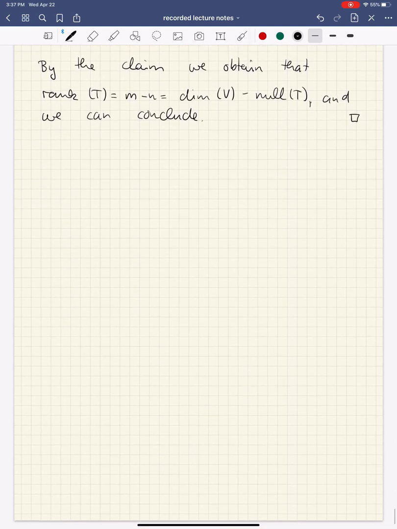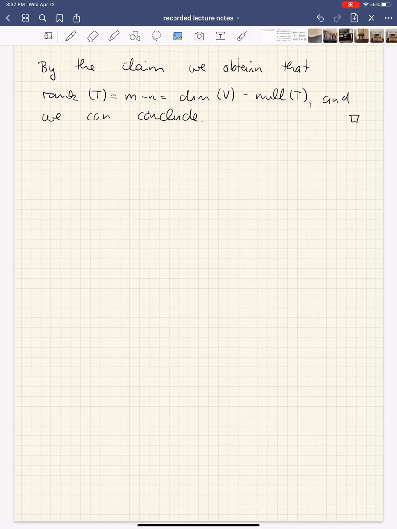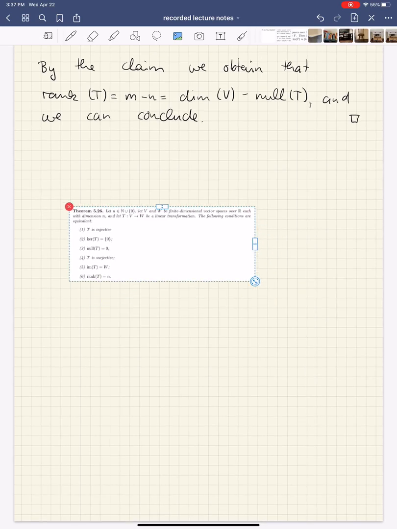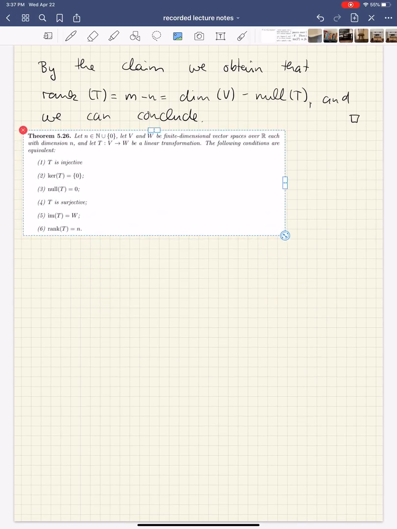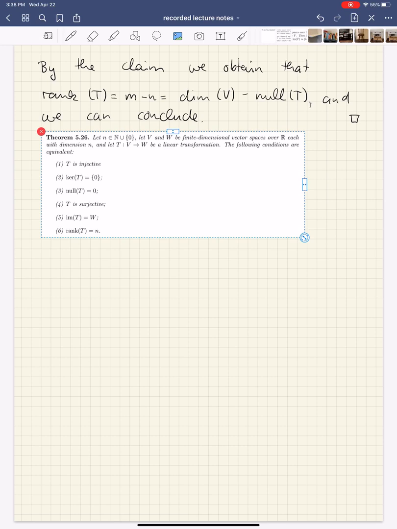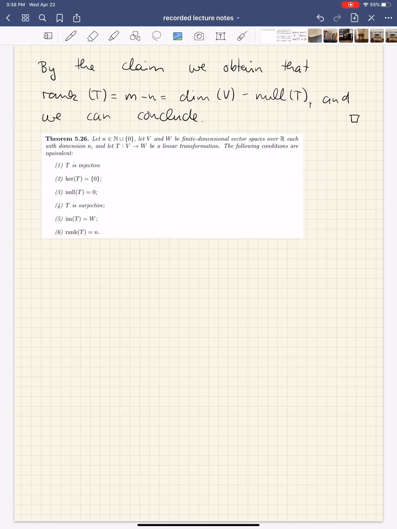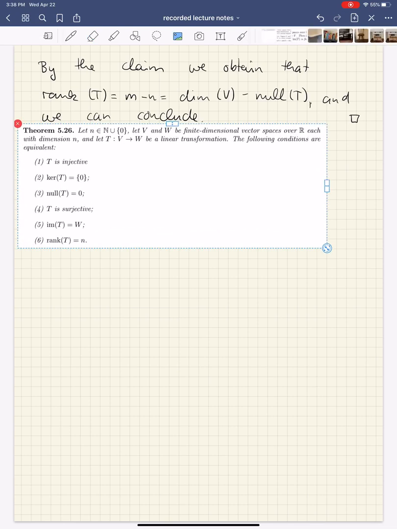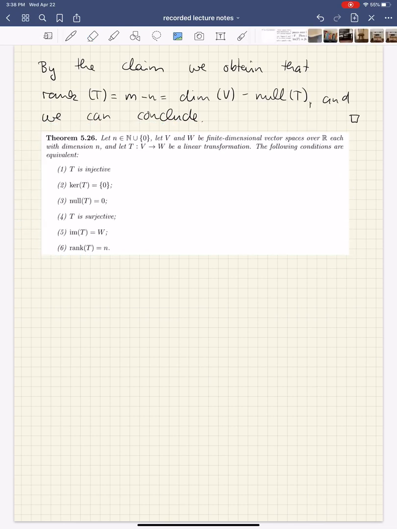Great, so we have the rank-nullity theorem, and using that we can prove the following result. Again, this is a very important one, and it will shortcut proofs to show that certain linear transformations are bijective. And this will be used a lot. Okay, so what do we have here?